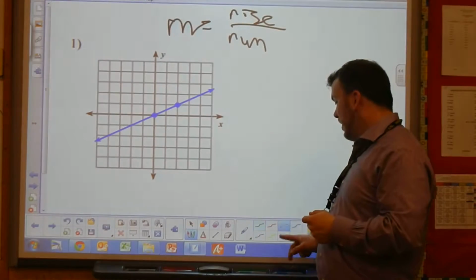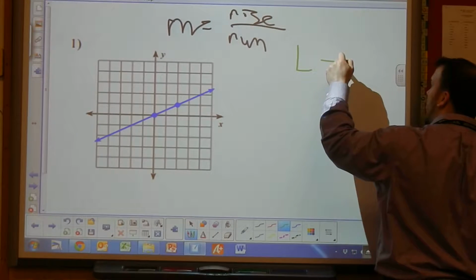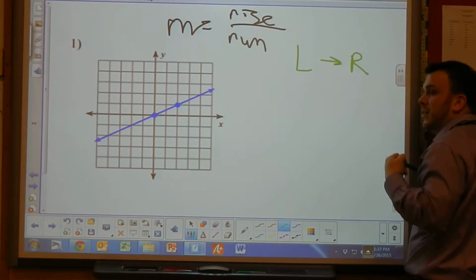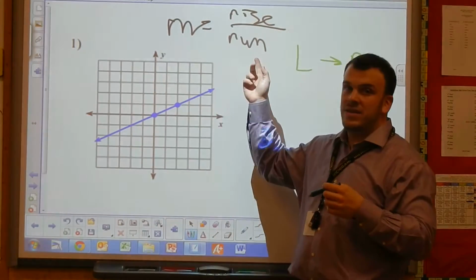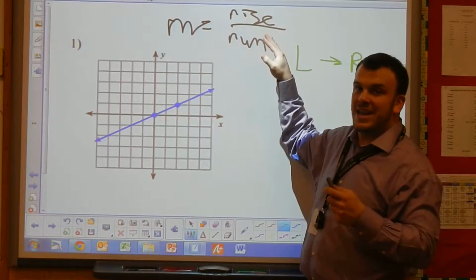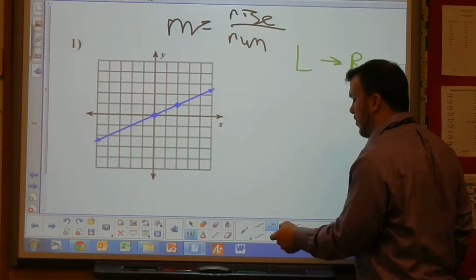Now, just a little helpful hint for you guys. When you do this, you want to start at your left point and go to your right point. The reason why, it will always move you in a positive direction with your run. So that way you only have to look at the negatives of your rise. So let's go ahead and look at our point.